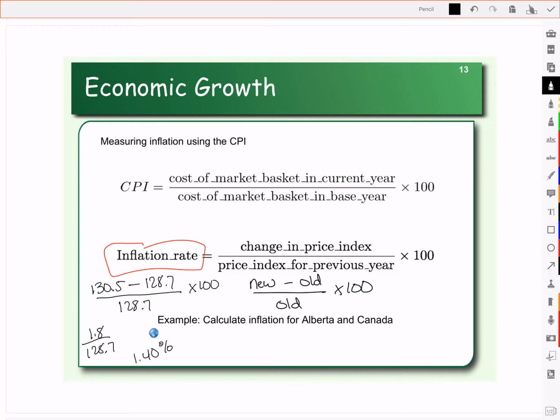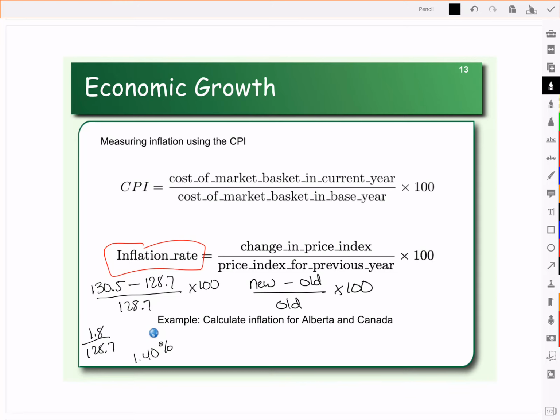So what this is telling us is from August 2016 to August 2017, prices in Canada have increased 1.4%. Now we use this calculation to calculate the inflation rate because we want to compare 2 years and one of them is not the base year. When we found the CPI before, it compared to the base year. So a CPI of 130.5 means there's been 30.5% inflation since the base year. The CPI of 128.7 means there's been 28.7% inflation since the base year. To compare the two and find out how much inflation between the two, we use this calculation.